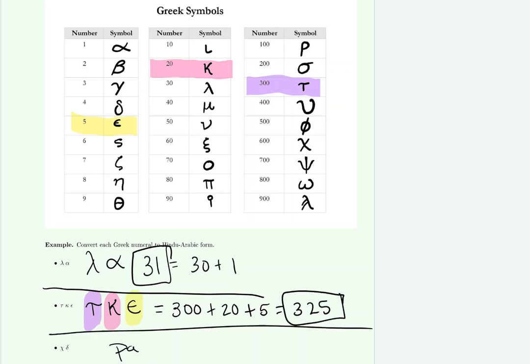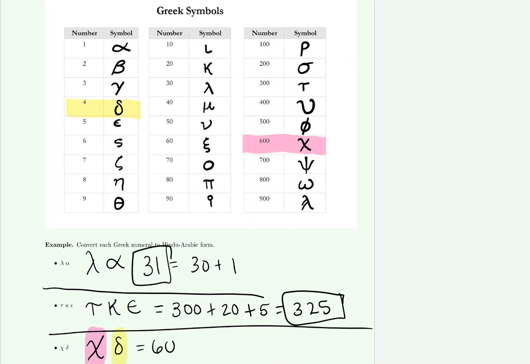I recommend you pause the video and then find how we would represent the next example here. Unpause to check your work. Identifying the symbols, we would see that this represents 600 plus 4, which would be the number 604.